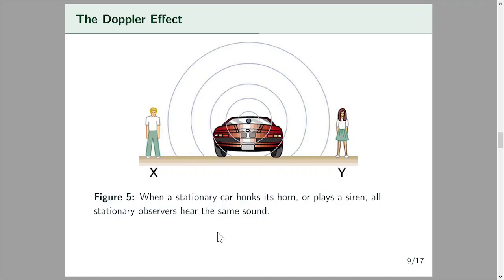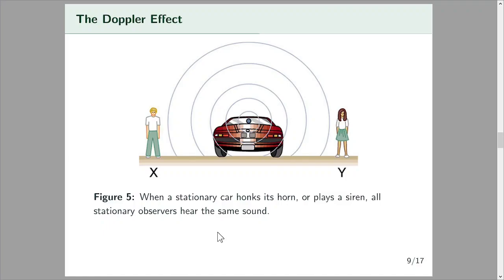You're familiar with the Doppler effect, and I'm just going to go through it for sound first because I think we're all a little more familiar with that one. And so here's the idea. If a car is playing a siren, this could be a police car, an ambulance, or something like that. In this case, they've drawn a sports car, but that's fine.